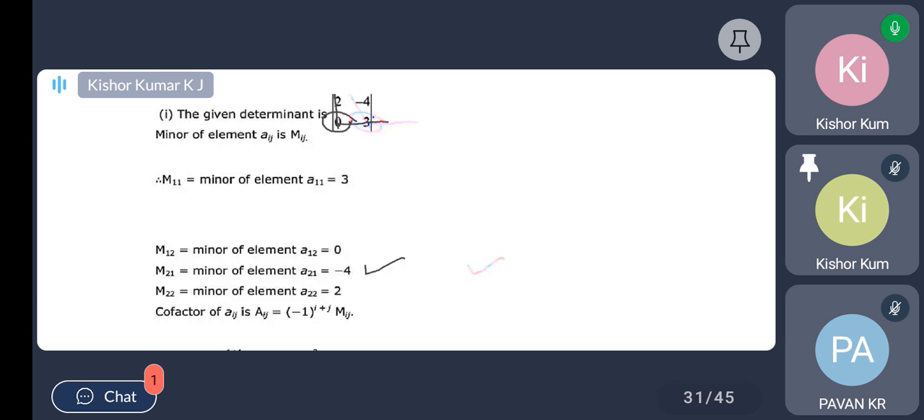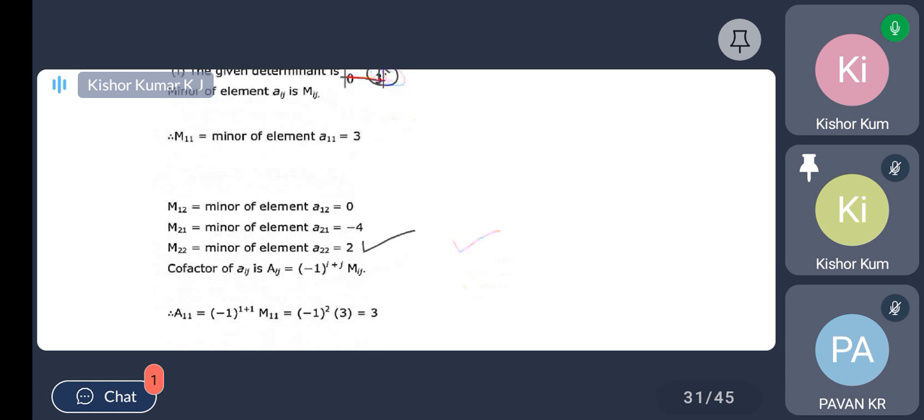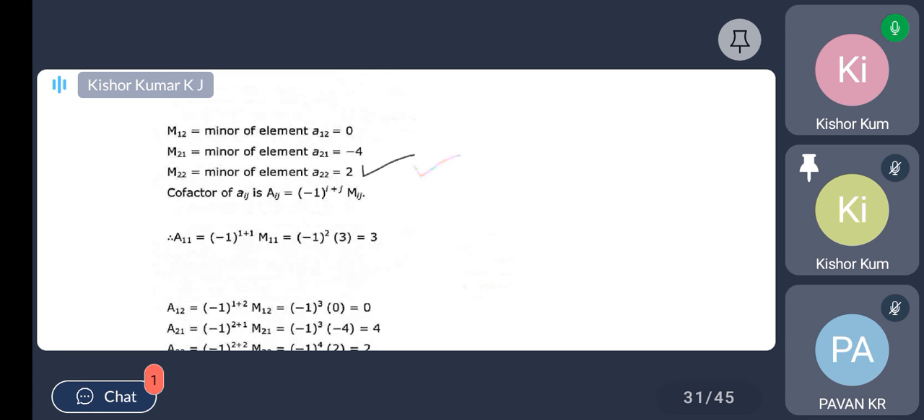And the last element is M22, the minor of element A22. Now we have to delete the second row and second column, and we are going to be left with M22 as 2. Now, after calculating all the minors, we should go for calculating the cofactors.